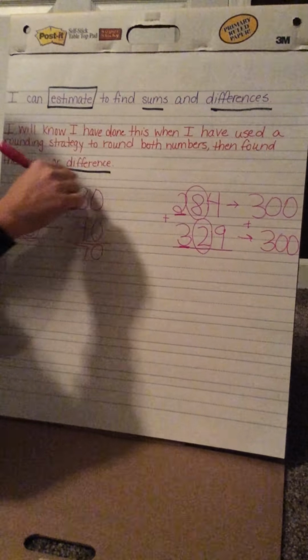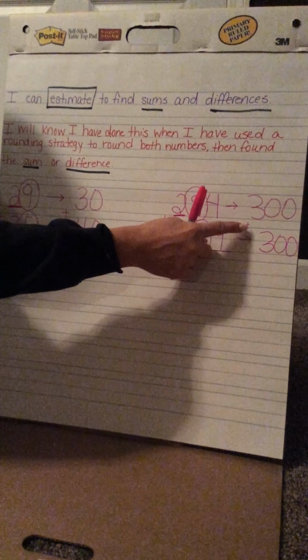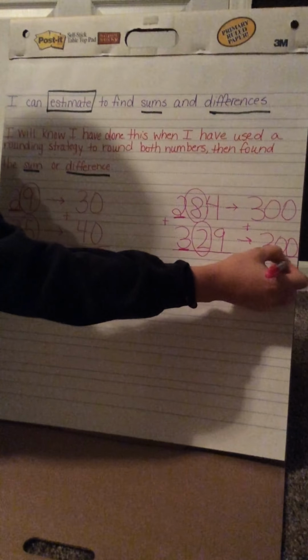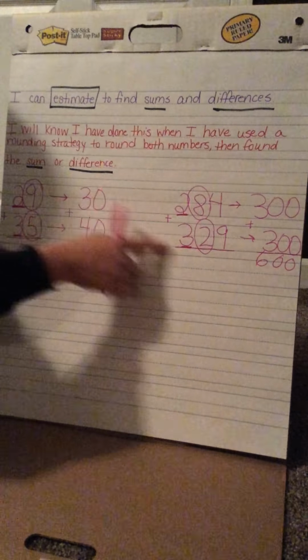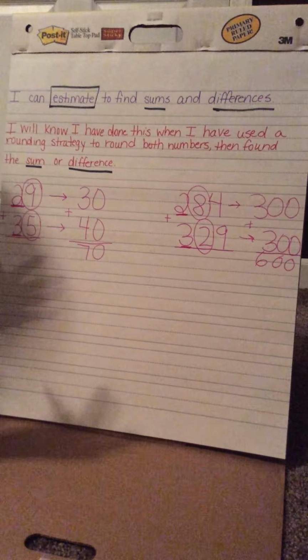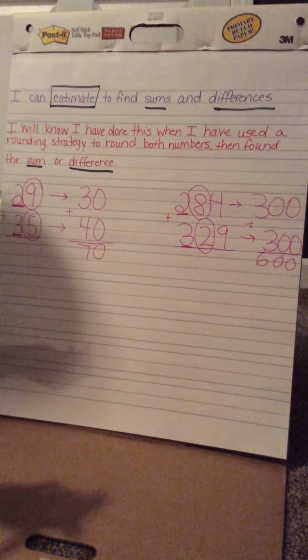Now my success criteria says round both numbers, which I've done. And then I want to find the sum or difference. And again, here I'm finding a sum. So I know that 300 plus 300 is 600. So if I were to find an actual answer of this problem, it should be about 600. If I get an answer way bigger or way smaller than 600, I've made a mistake.